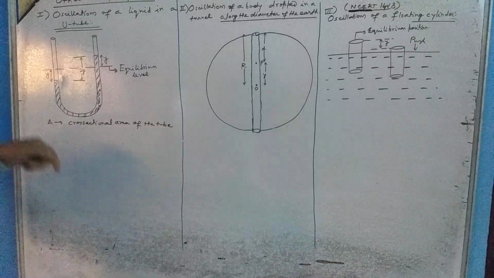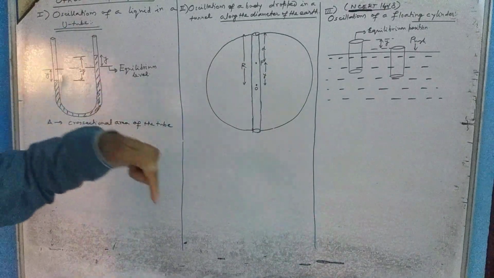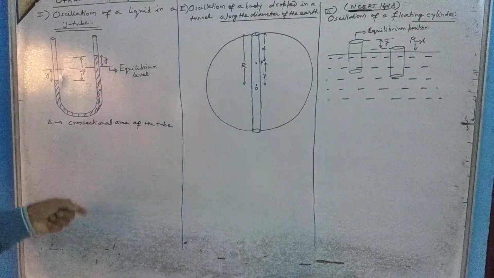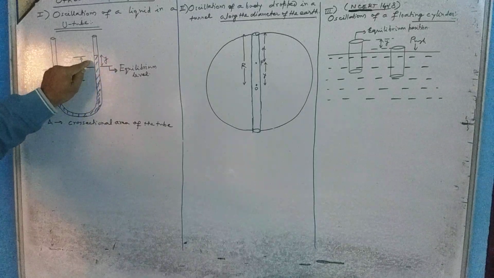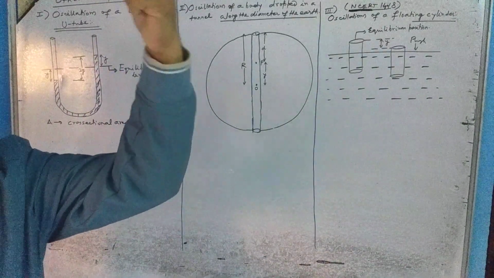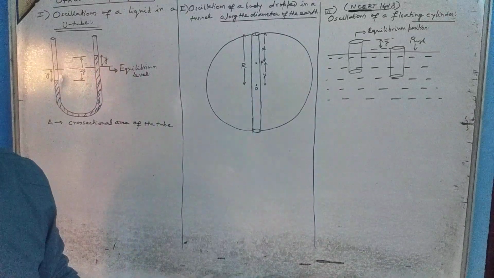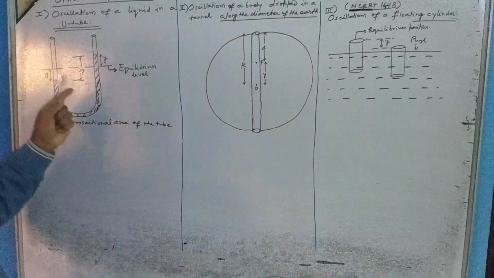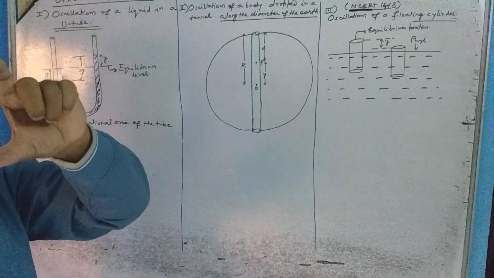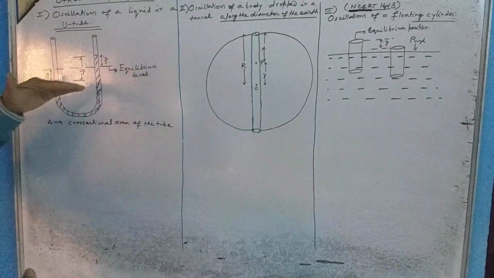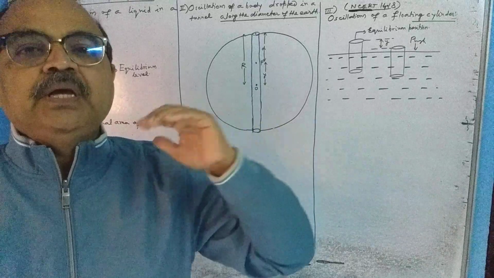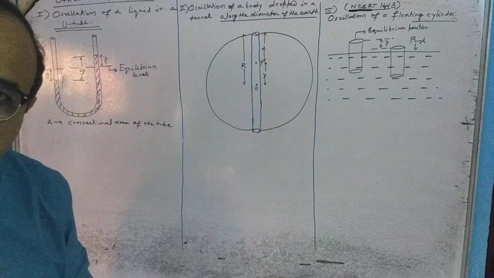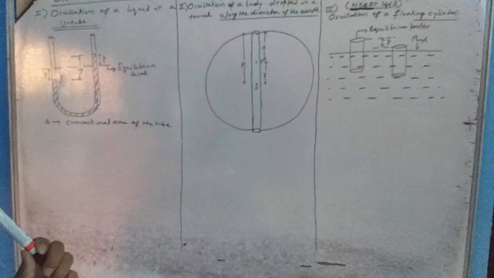Suppose in the left limb, the liquid is pressed down by y. Obviously, the liquid level in the right limb will also move up by y. Then what is the final difference between these two levels? Initially, both the levels were the same, but now the level difference is 2y. I have marked it.